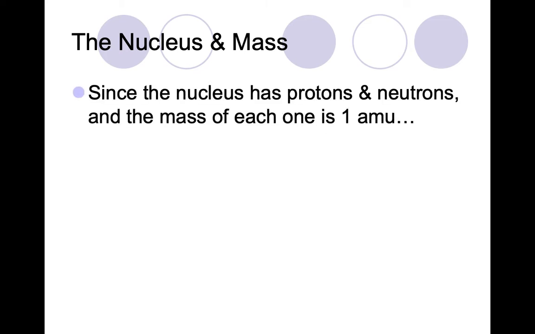Now, the nucleus and the mass. As I told you before, the protons and the neutrons live in the middle of the nucleus, and each one has the same mass. So each proton and neutron has a mass of about 1 AMU.